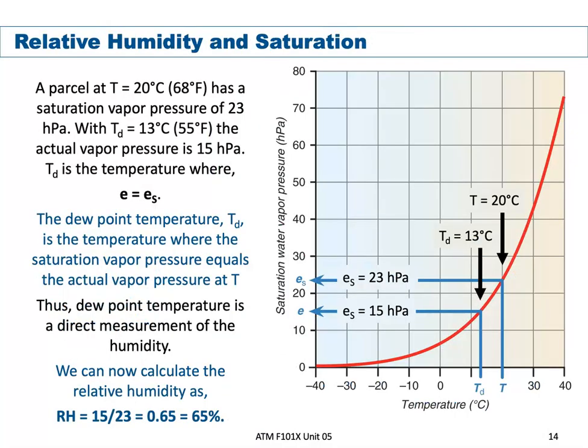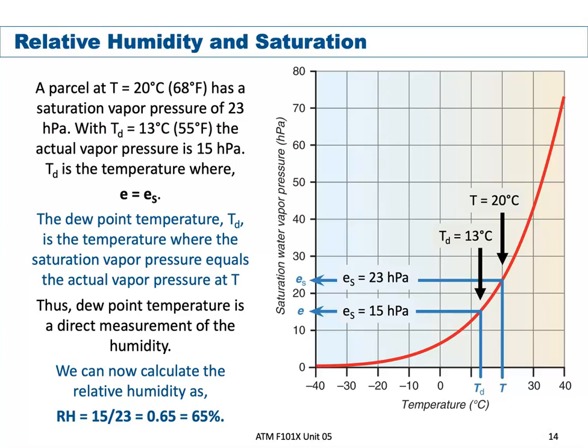To investigate how the saturation vapor pressure of water varies with temperature, we considered the humidity of an air parcel of temperature 20 degrees Celsius or 68 degrees Fahrenheit and a dew point temperature of 13 degrees Celsius or 55 degrees Fahrenheit. The actual vapor pressure is 15 hectopascal, which corresponds to the saturation vapor pressure at the dew point temperature. Thus, the dew point temperature is a direct measure of the humidity.